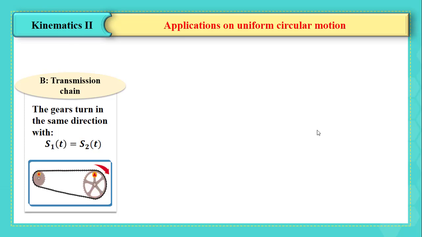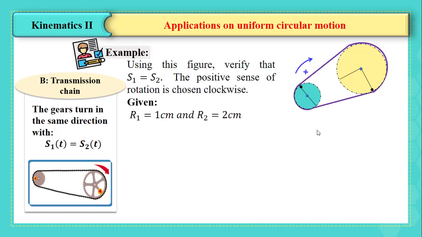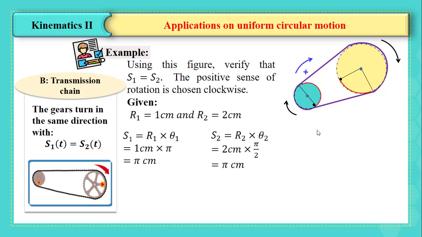In a transmission chain, the two gears are not in direct contact but connected to each other using a transmission chain that prevents slipping. Using this figure, verify that S1 is equal to S2. The positive sense of rotation is chosen clockwise. S1 is equal to R1 times θ1. Using the figure, we know that θ1 is equal to π, then S1 is equal to π centimeters.